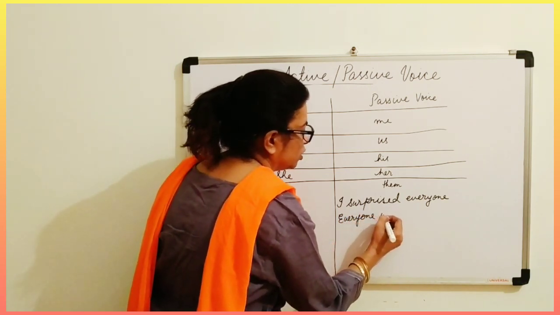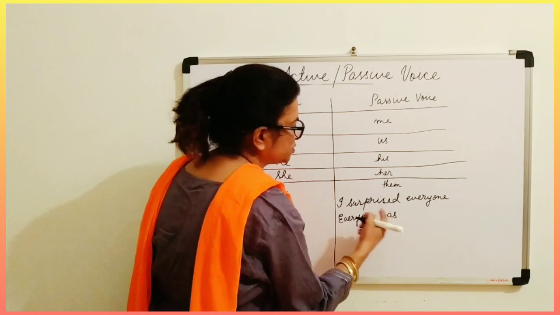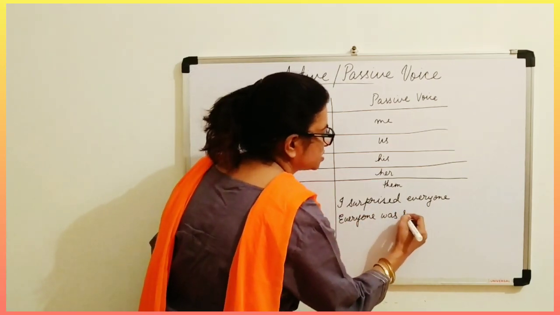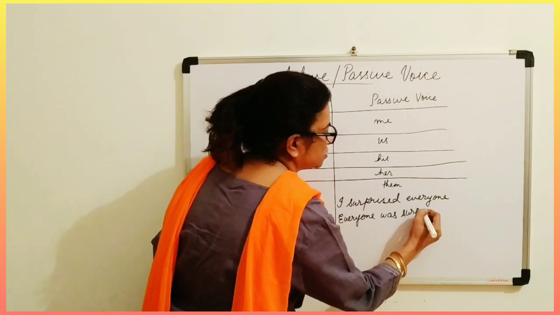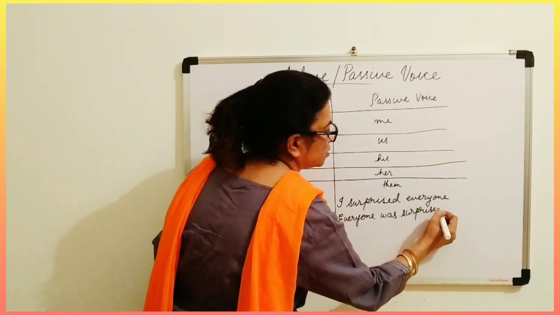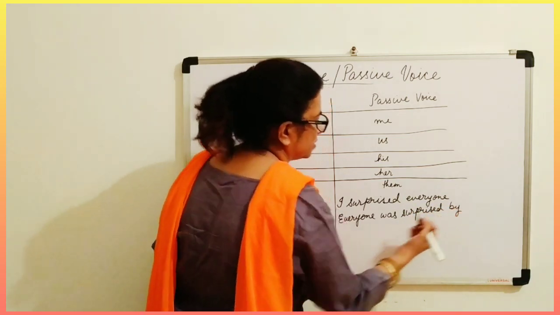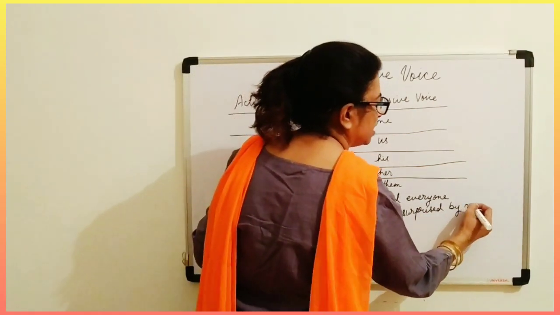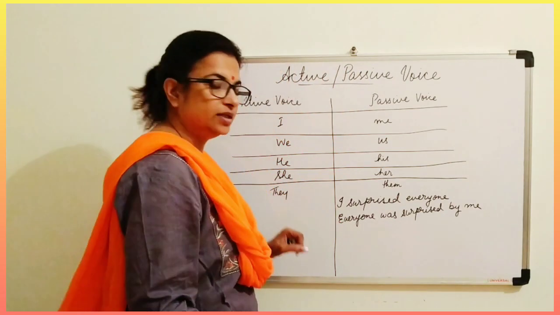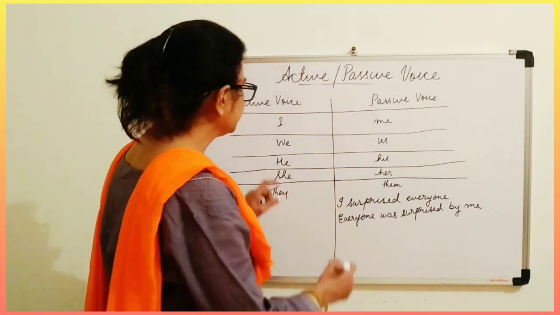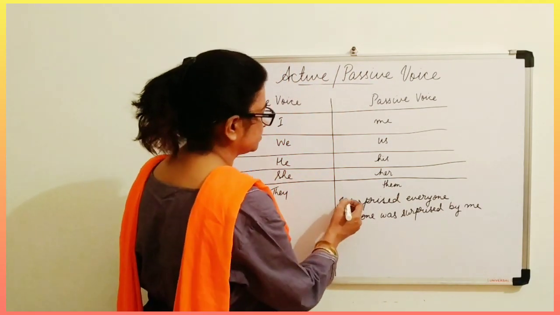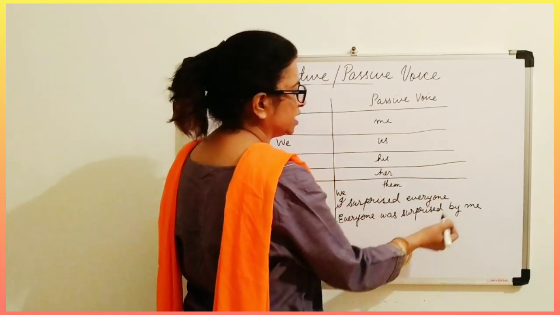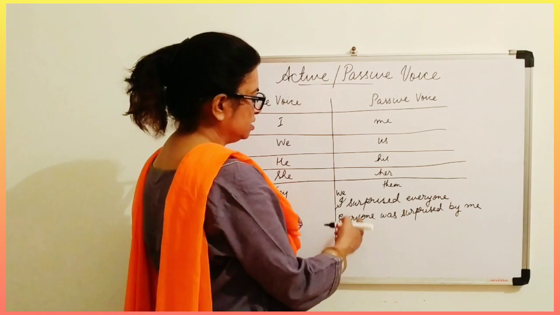Everyone was. Why was? Because this is past tense. Everyone was surprised by. I cannot write I, I'll change it into me. By me. Same thing if I write here we. If I write here we surprised everyone, then what are we going to write here?